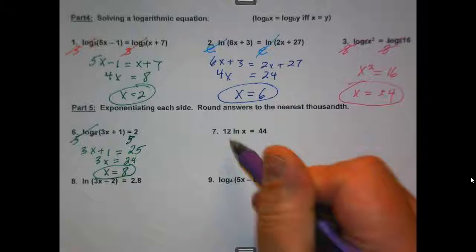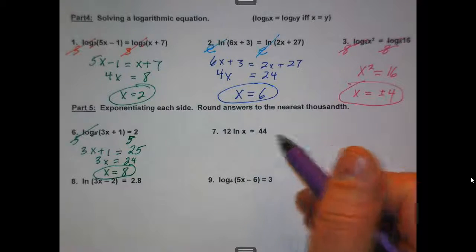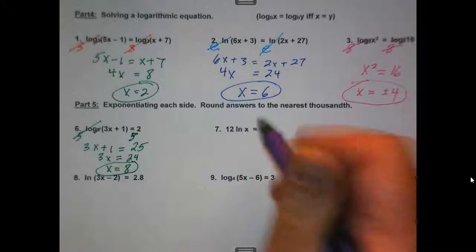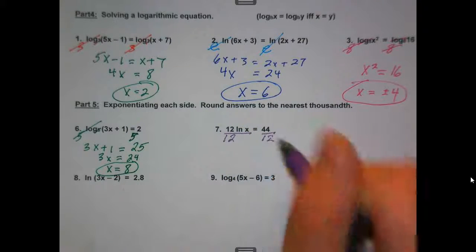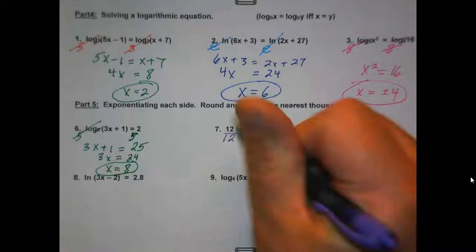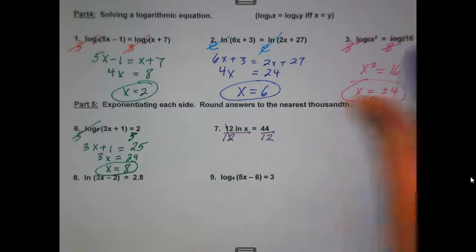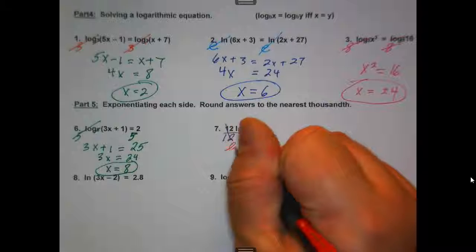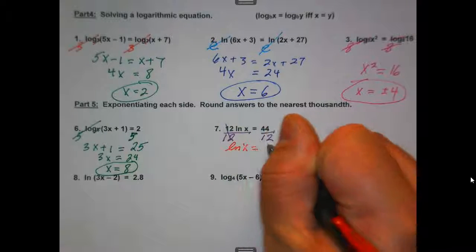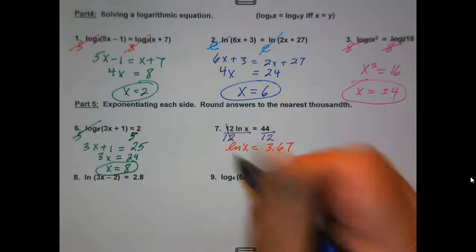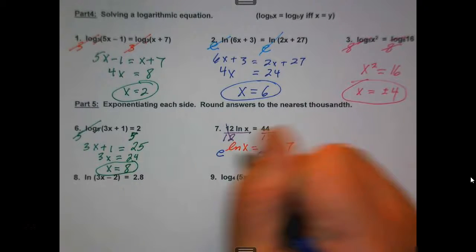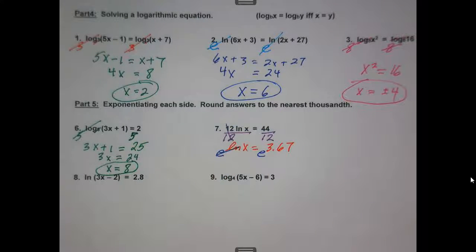I have 12 times ln of x equals 44. What am I going to do first? That's right. Divide both sides by 12 to get that log by itself. Get rid of the 12 first. Then I get ln of x equals 3.67. And now I raise it using the base e. E cancels out the log. What's x equal?